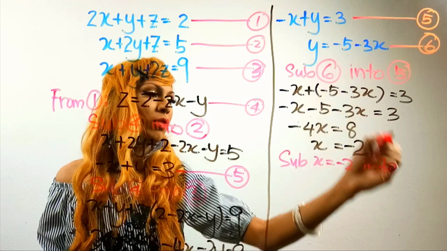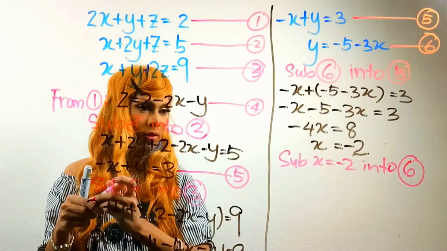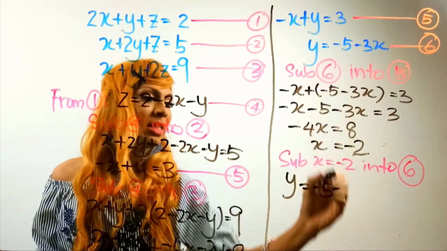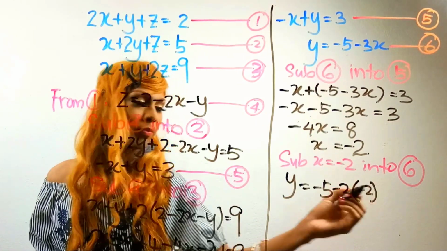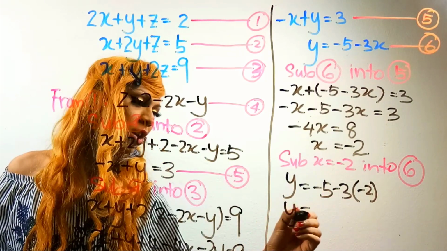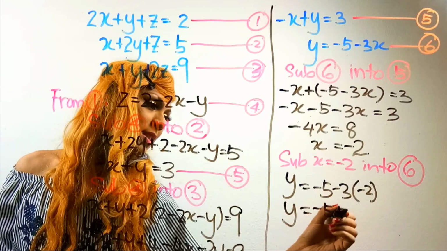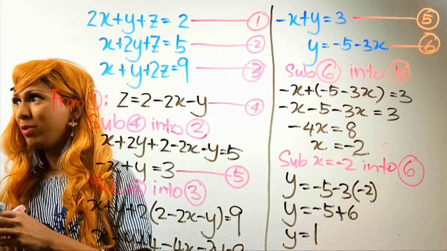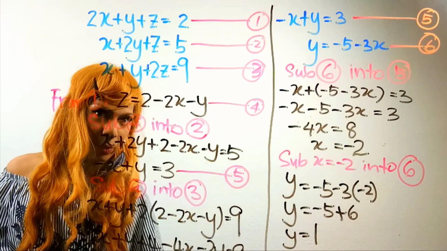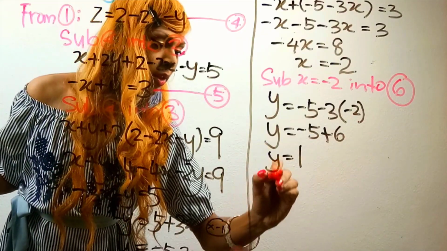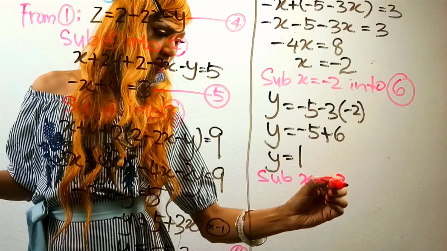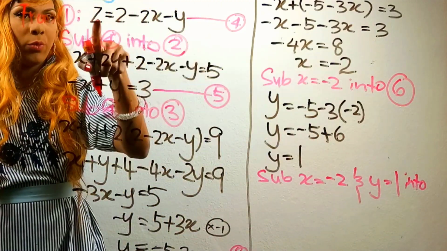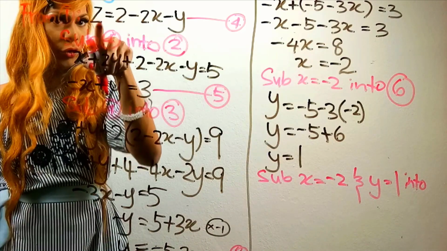Okay, the equation is very clear cut to find y, so we substitute into 6, of course. So y equivalent to negative 5 minus 3 in the bracket negative 2. And then you will have y equivalent to negative 5 plus 6, which is y equivalent to positive 1. Alright? So we already have x value and y value. So now we just substitute both. Substitute x equivalent to negative 2 and y equivalent to 1 into 4, because 4 is ready to go to find z. Right? So into 4, can you see?